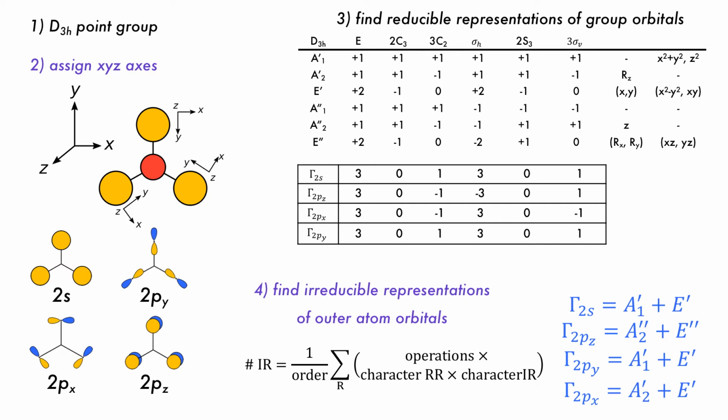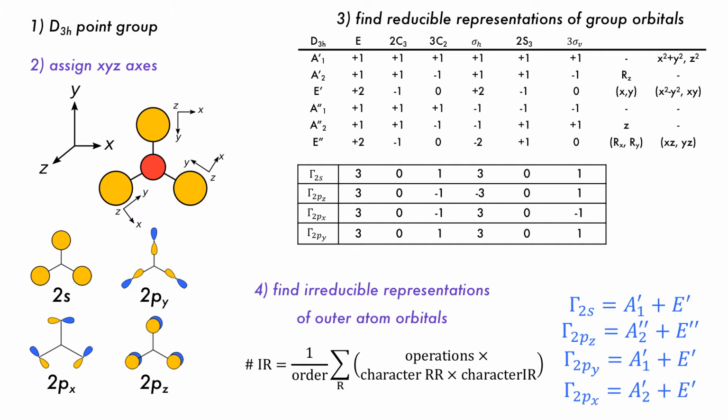Then we reduce these reducible representations using our equation to give the irreducible representation shown here. In principle, we have a 6x6 character table, so we would have to go through all 6 and assign how many of these are in each of the reducible representations. It turns out that for the 2s we have A1' and E', and so on for the other orbitals. We now have assigned the symmetry for all of our group orbitals.